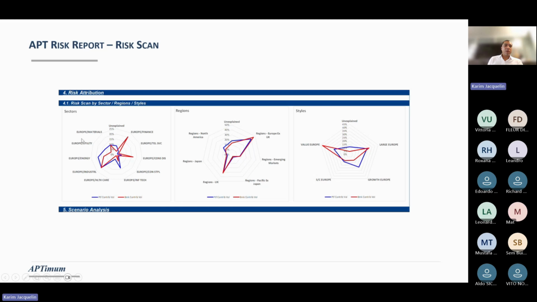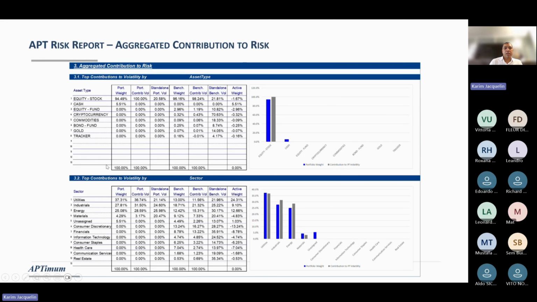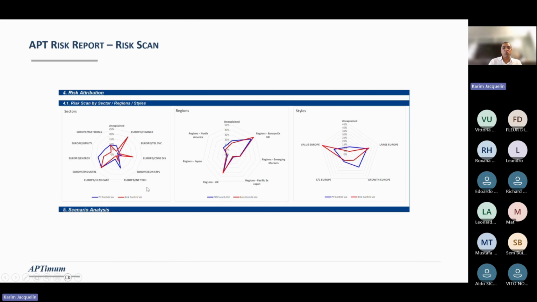So if we look at the sector risk decomposition, you can see that the portfolio in blue is more exposed than the benchmark to the energy sector. If we go back to the portfolio decomposition, indeed, you can see that we have 25% of the portfolio invested in energy, while we only have 12% of the benchmark invested in energy. So this is quite intuitive to have an overexposure to energy.